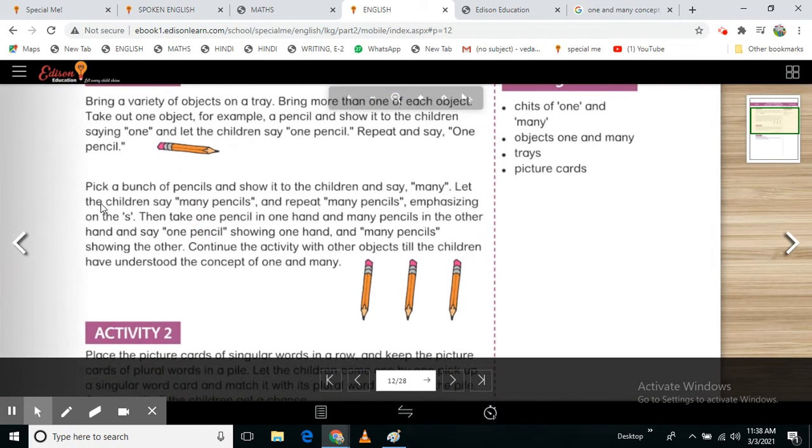Okay. Now, pick a bunch of pencils and show it to the children and say many. Let the children say many pencils and repeat many pencils, emphasizing on the S. Okay? S. So, then take one pencil in one hand and many pencils in the other hand and say one pencil showing one hand and many pencils showing the other. Okay. Then continue the activity with other objects till the children have understood the concept of one and many.